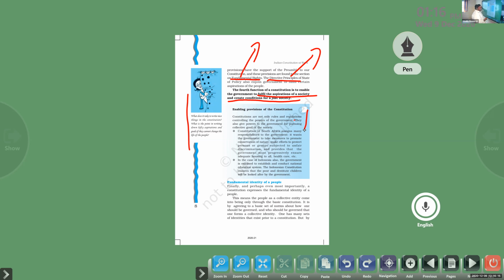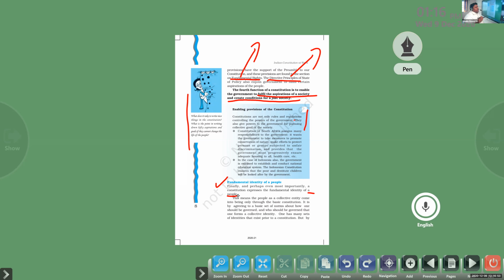So, fundamental identity of a people. Finally, and perhaps even most importantly, a Constitution expresses the fundamental identity of a people. Here, a people means a particular society, right or not? So the Indian Constitution is for Indians. Clear? If you read the Indian Constitution, we know that it's a cut and paste Constitution, right? We adopted a number of rules, regulations and values from other constitutions, cut that portion from that constitution and pasted it in ours, right? So that's what we read in the preamble.